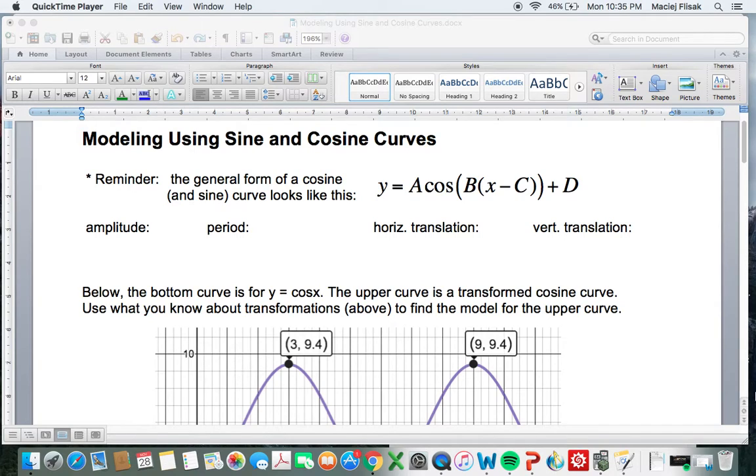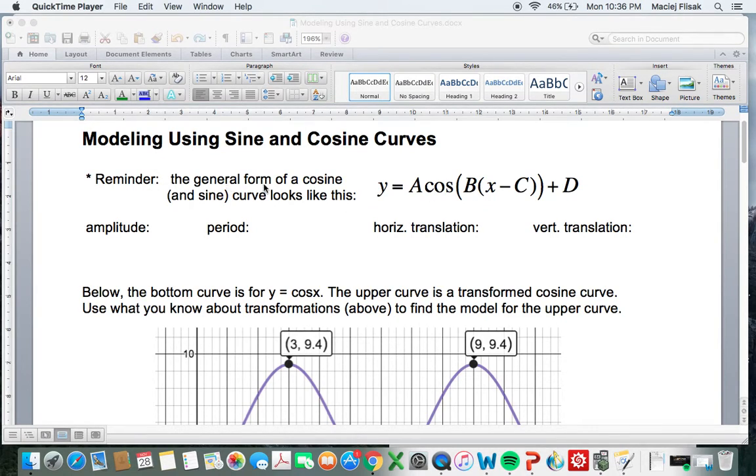Hi there. In this video, we're going to look at modeling using sine and cosine curves. All that modeling means is to take real-life data or information and create a mathematical equation that can represent that data. So we're going to take real-life data and create a curve to represent it.